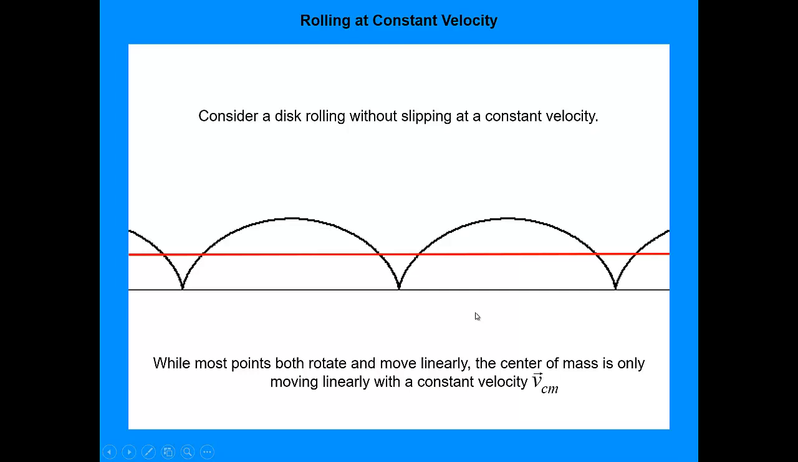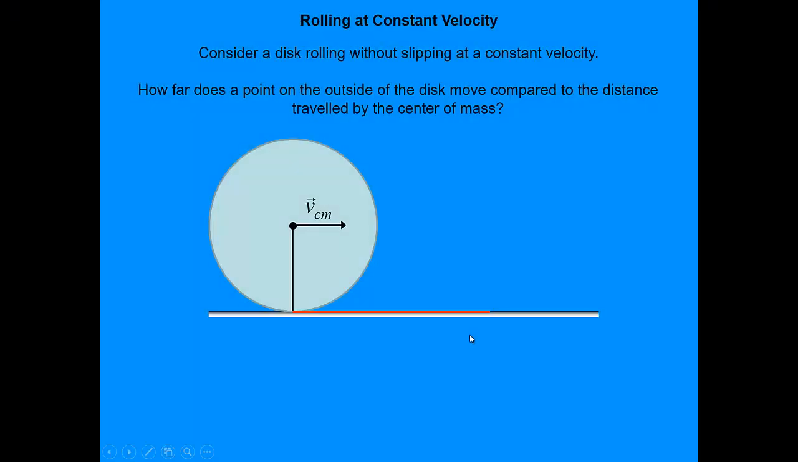Oftentimes we describe the motion of a perfectly rolling object, rolling without slipping, by using the center of mass velocity, because that's kind of easier to wrap your brain around, rather than this weird loop-to-loop pattern here. Okay? Now, here's some fancy diagrams.